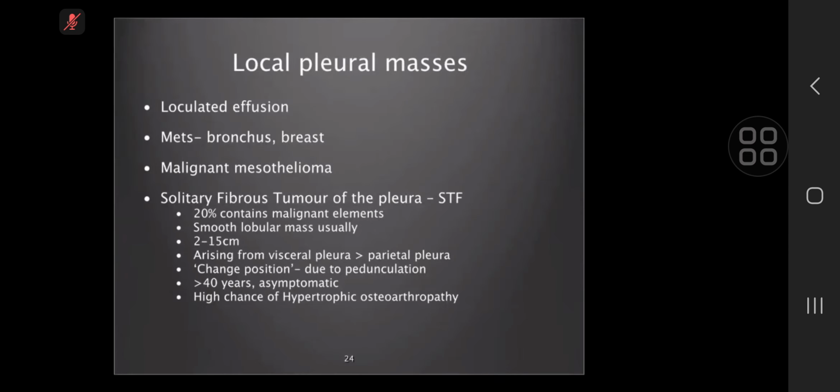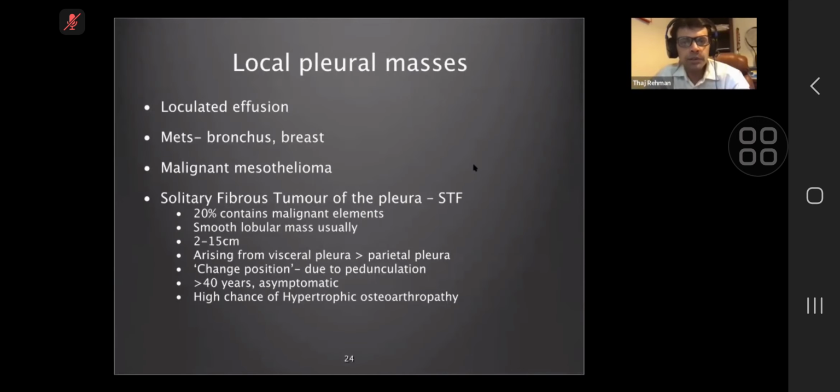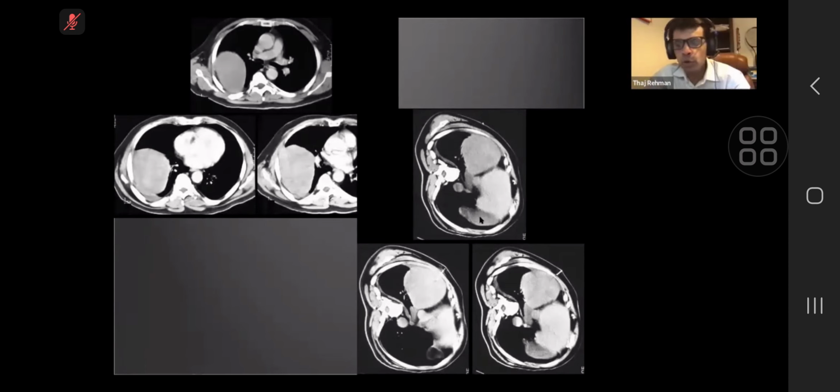Yes. So look for positions. Look for these clues beyond what is obvious to you. That's how it works in FRCR 2B. But if you don't know it, then you won't be able to apply it. So that's the whole purpose of this teaching. So if you see a pleural mass, see if it is changing position. If it is changing position, that's diagnostic of a pleural fibroma.